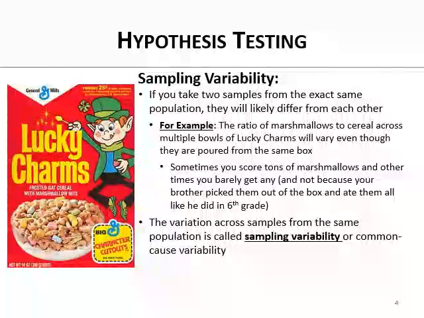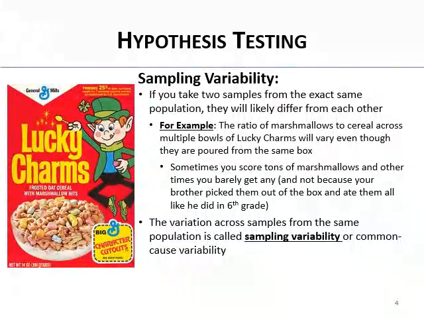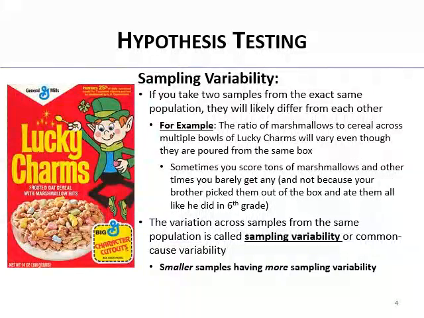So the variation that you get across samples, even though there is that population, like there's some percentage of marshmallows they put in your Lucky Charms, but even from bowl to bowl from the same box, you get different proportions of marshmallows to brown crud. That's called sampling variability. It's a real thing. So you just saw it with the Skittles. Now you're seeing it with the Lucky Charms as another example in case the Skittles one didn't work.